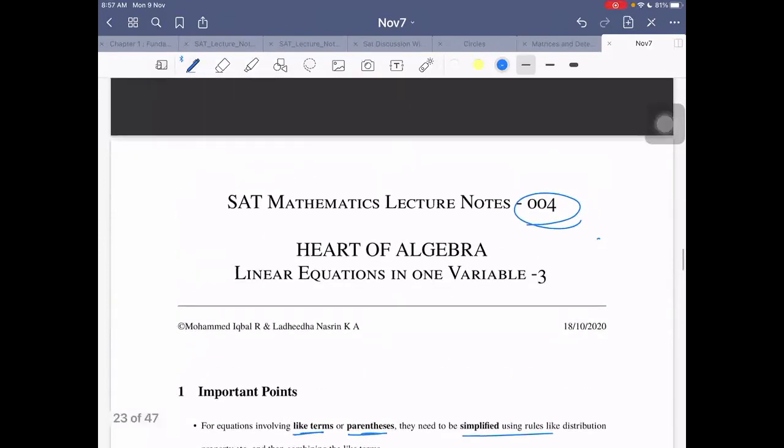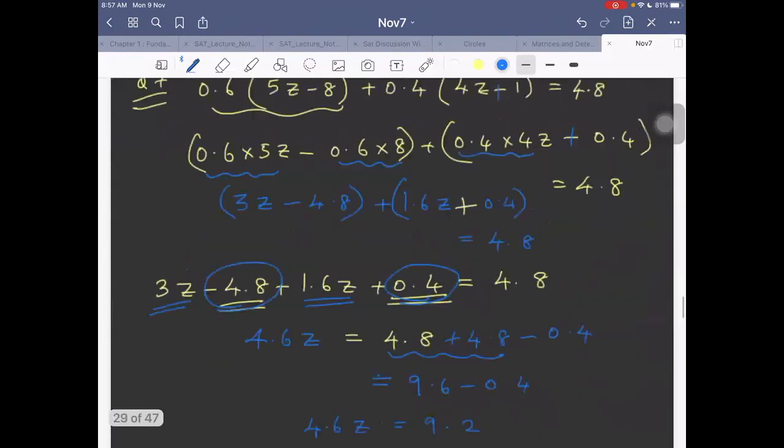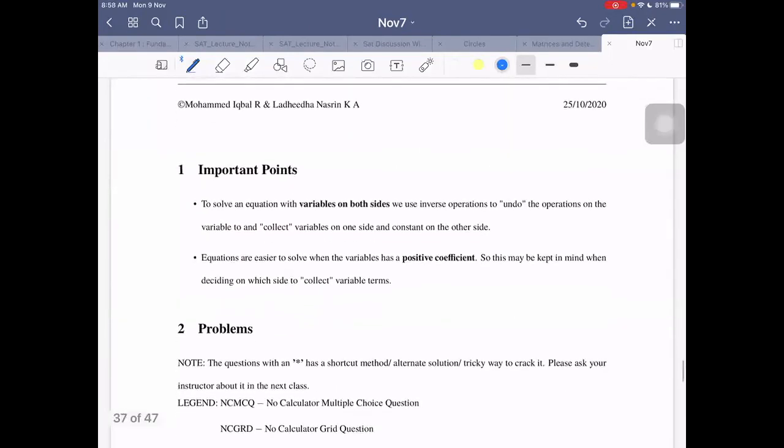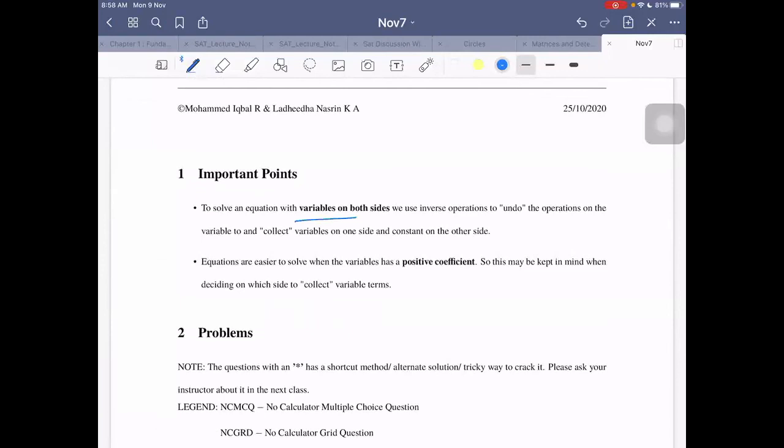And we are about to run out of time, so we'll just quickly see 1 or 2 problems from the next sheet. We have 2 more sheets pending. In this sheet, we are discussing questions which have variables on both sides. So when you have variables on both sides, the idea is to collect variables on one side and the numbers on the other side, right? You do understand this, right? The idea is to collect variables to one side and the numbers to the other side.